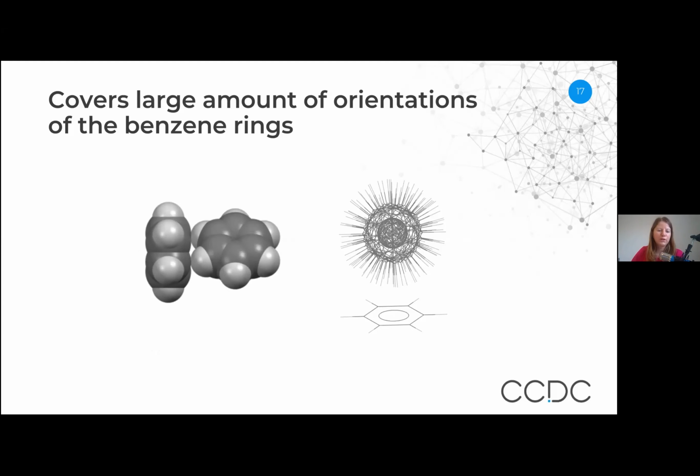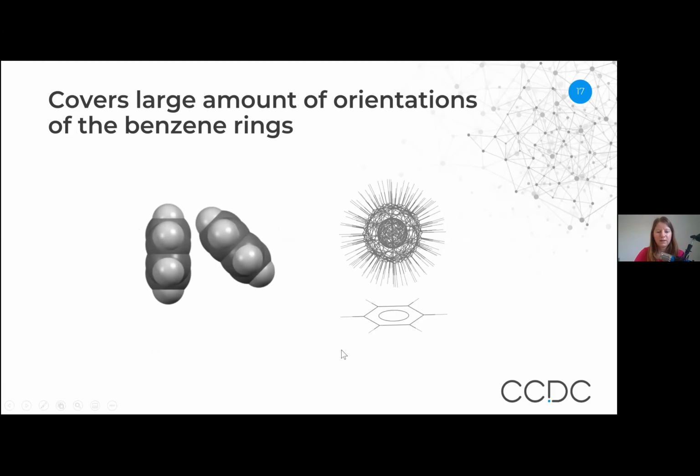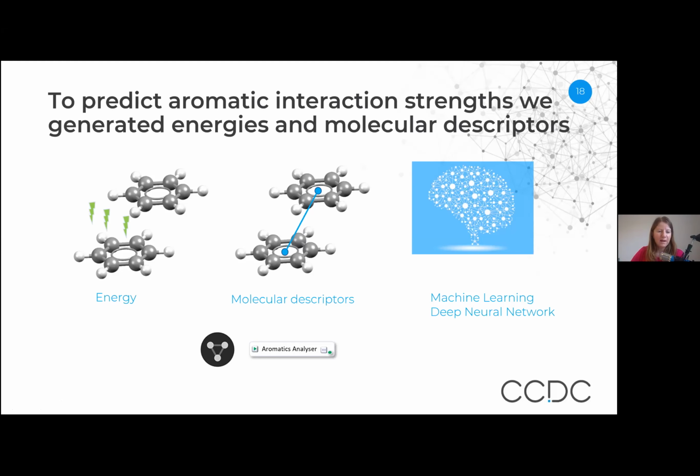What we had to do is generate benzene dimers and orient them in different positions and at different distances, and try to cover as much space as possible, to replicate what you will have in crystal structures. So when you come with new structures, we'll cover all those positions. Next slide. For all these dimers that we generated, which was a large number, about 25K, we calculated the energy. Then we calculated the molecular descriptors, such as centroid distance, as well as atom distance. And then we used a machine learning technique, a deep neural network, to learn from all this information and predict those aromatic interactions.